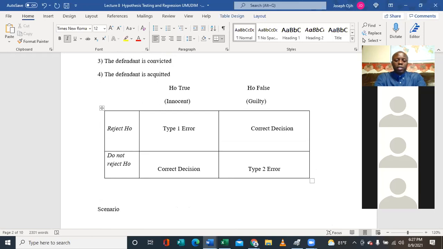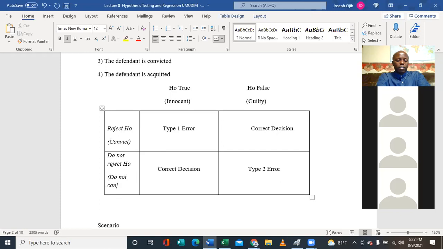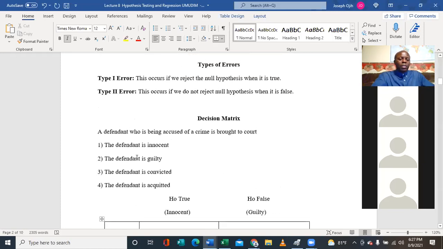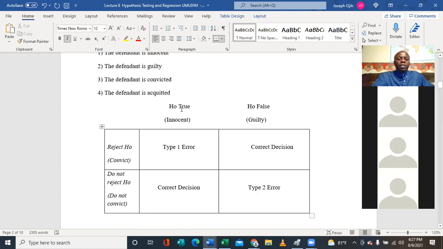So reject H0 means convict the defendant. Then acquit means do not convict the defendant. So now, remember the definition of type 1 error. This occurs if you reject the null hypothesis when it is true. So when the null hypothesis is true, that means the defendant is innocent.